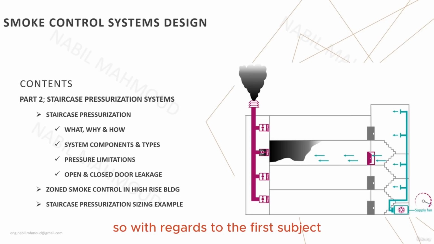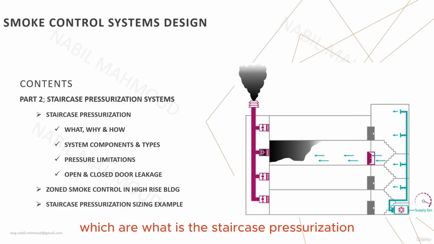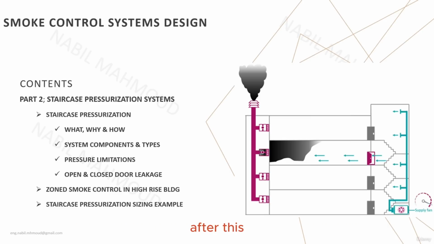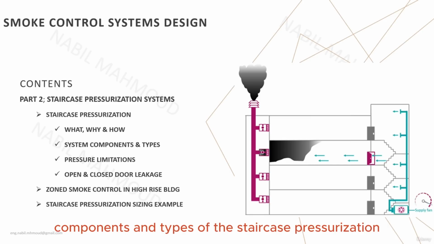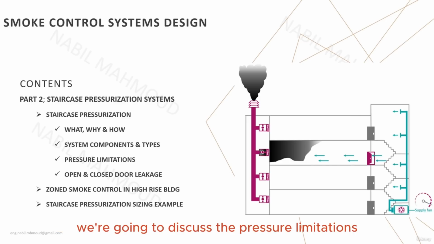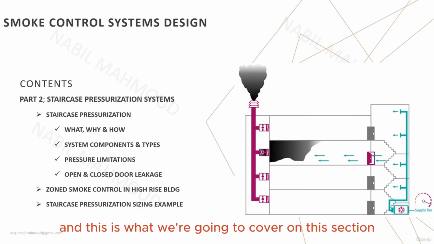So with regards to the first subject, which is the staircase pressurization, we're going to start by defining the basic questions, which are what is the staircase pressurization and why and how do we use the staircase pressurization. After this, we are going to discuss and clarify the system components and types of the staircase pressurization. After this, we are going to discuss the pressure limitations, because from the name, a staircase pressurization, there has to be limits, and this is what we're going to cover in this section.